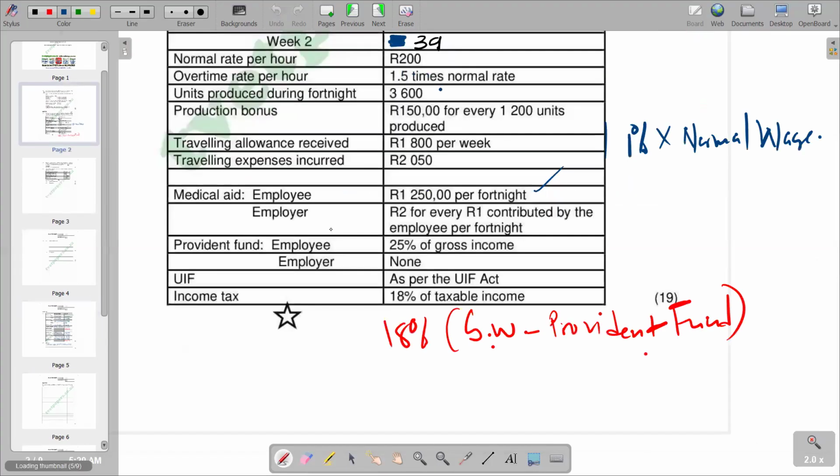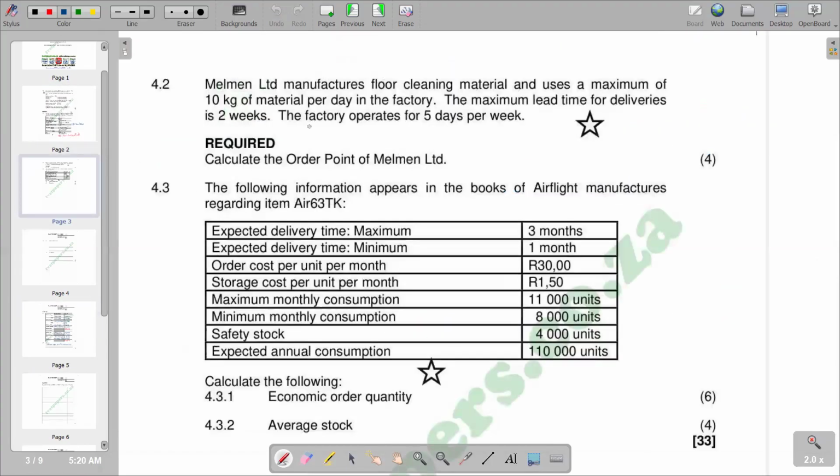So we can go back to find the maximum order point. We know that the maximum lead time of delivery is 2 weeks, so we've got 2 weeks, and then we multiply by the maximum use. The maximum use is given as 10 kg of material per day in the factory, and the factory operates for 5 days. So we're going to say 10 kg times 5 days. So basically you get your maximum use.